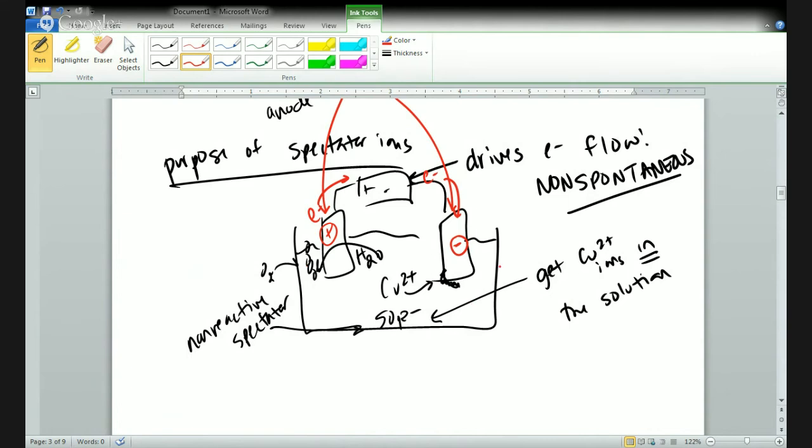So for your test, do not draw electrolytic cells with salt bridges. Draw them like this, where you've got a battery, one solution, two electrodes. Do not draw them with salt bridges. All right, looks like we got a lot of electrolysis questions. So I'm gonna keep on this track.